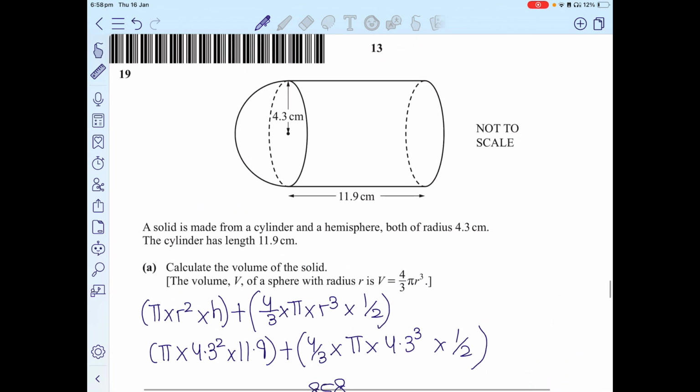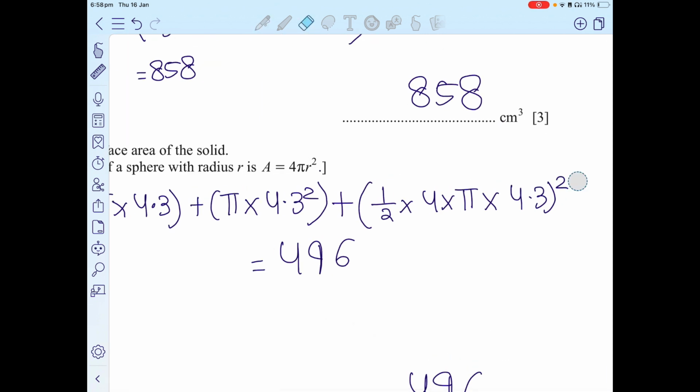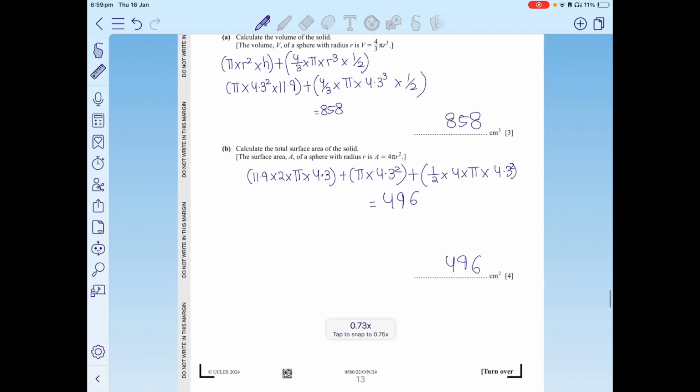For the total surface area, you take the surface area on the outside of the cylinder, plus the surface area of the base of the cylinder, plus half of the surface area of the hemisphere. Just add them up and apply the values correctly. But this 4.3 squared only applies inside the pi r squared, not the whole thing. And that's how you get the correct answer.